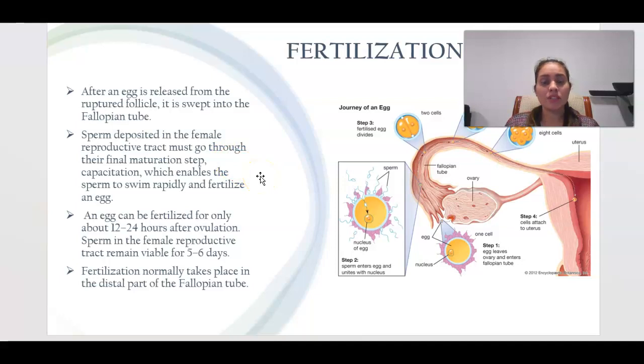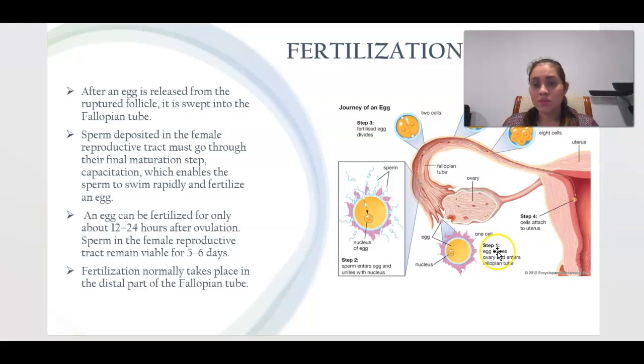An egg can be fertilized for only about 12 to 24 hours after ovulation, but the sperm in the female reproductive tract remain viable for 5 to 6 days. Fertilization normally takes place in the distal part of the fallopian tube.